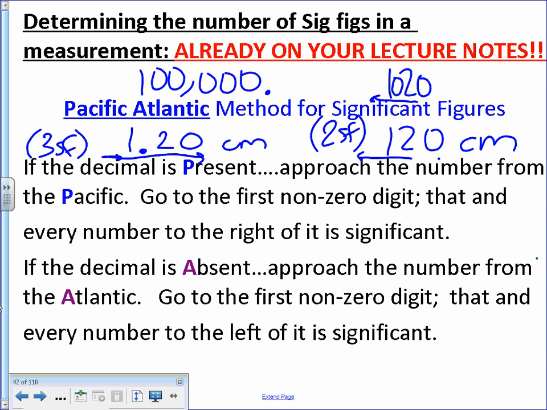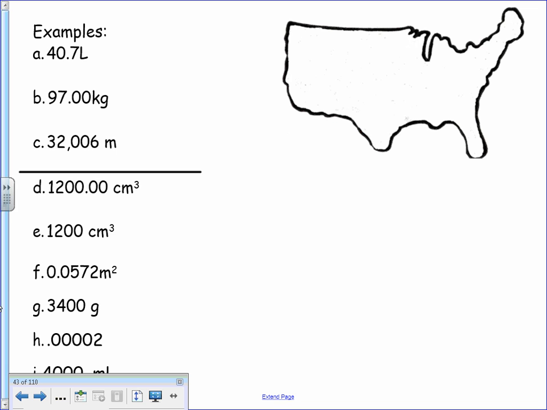So the accuracy is limited by the device you're using to measure, but we don't always have devices to measure it. Sometimes we just read from paper. So this is the method you will use to count sig figs. Let's do a couple of these. Shout them out as you go, and you can write it as an example on your paper.